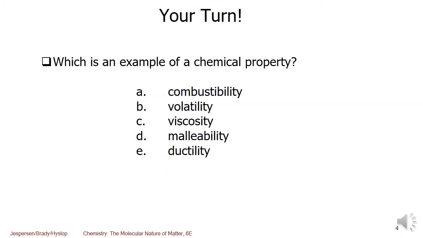Now your turn. Which is an example of a chemical property? Combustibility, volatility, viscosity, malleability, ductility. B, C, D, and E are all physical properties related to how the material looks. Only combustibility is a chemical property, which means the ability to burn. Okay, it is a chemical property.